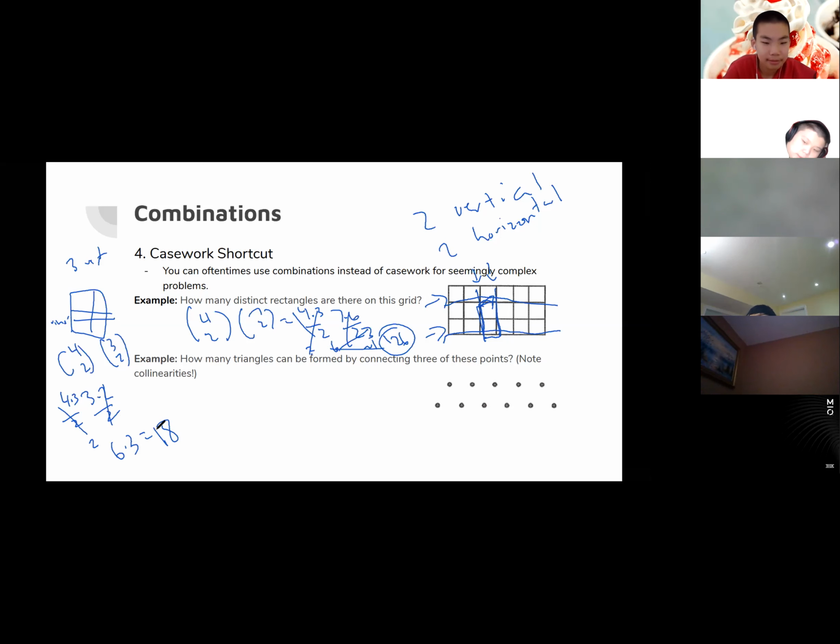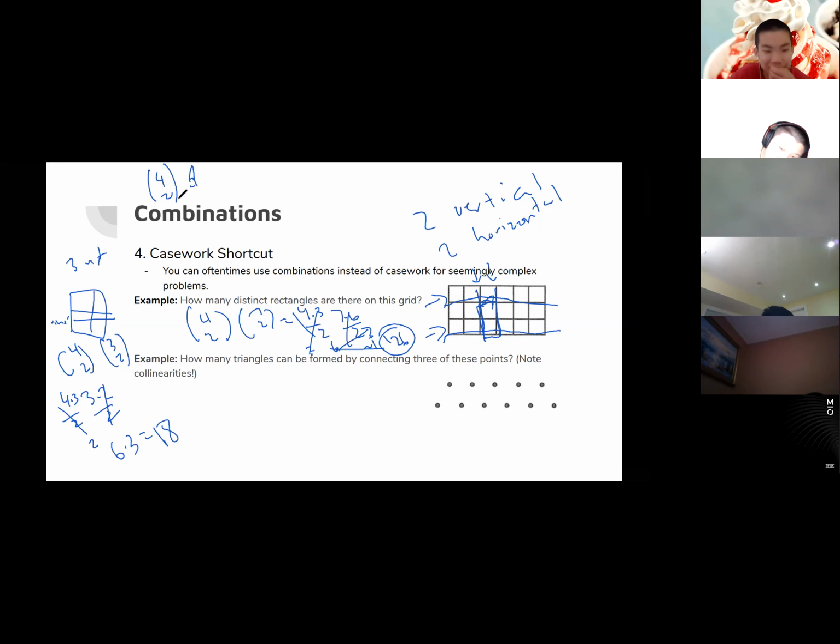What does 4 choose 2 mean? That's just 4C2. 4 choose 2 is just shorthand for the combinations of choosing 2 from 4.